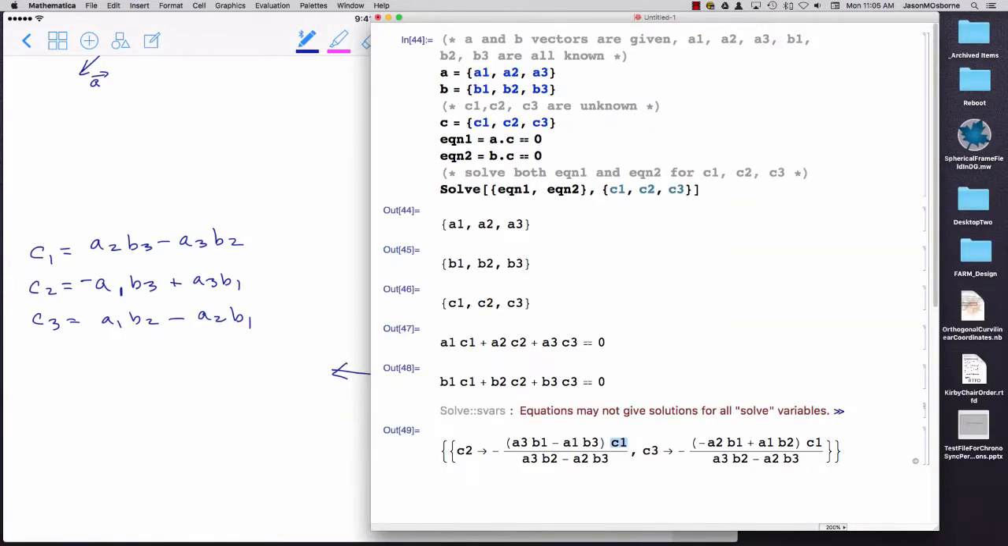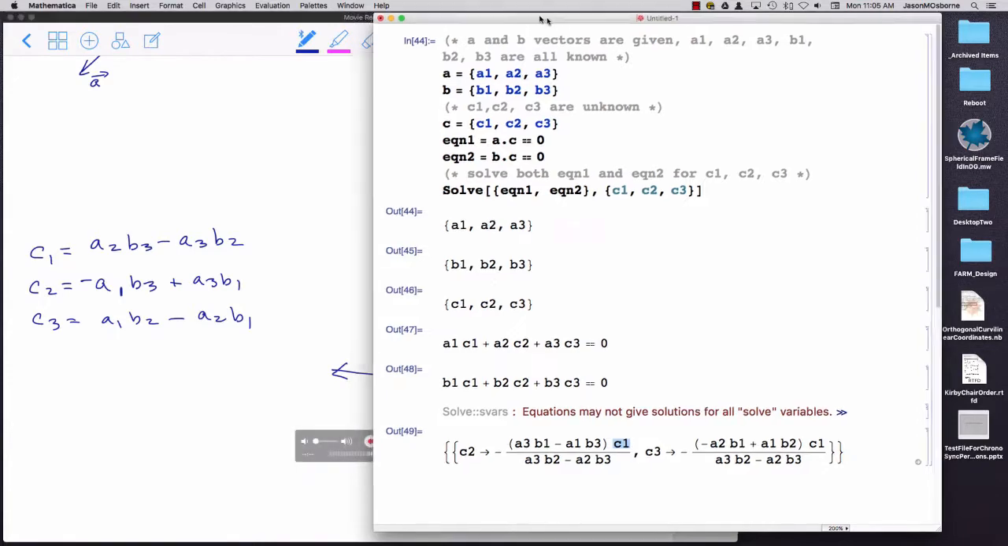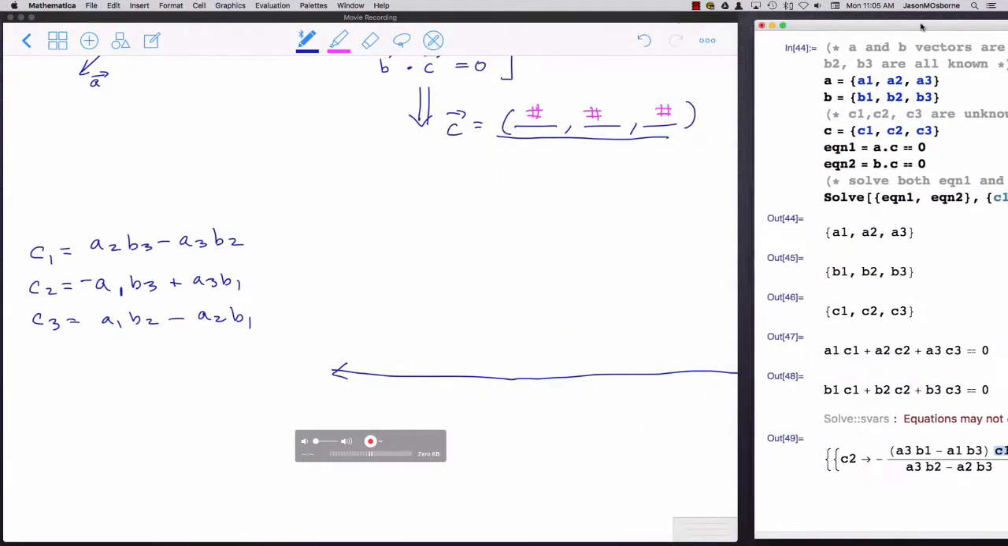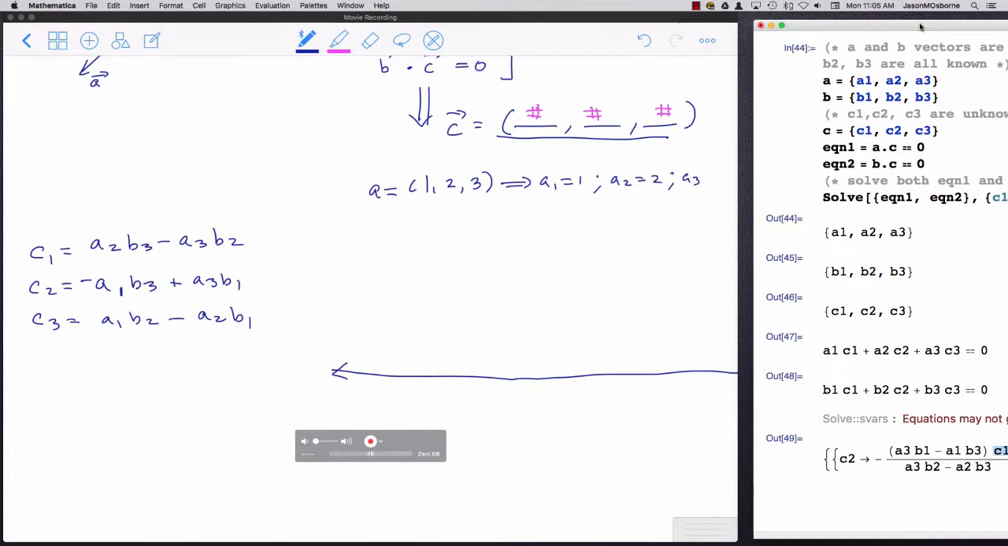Okay, I'm back. These signs for C1, C2, and C3 do work. So let me show an example of how this is working. For example, if A is the vector 1, 2, 3, so we know that A1 is 1, A2 is 2, and A3 is 3. And let B equal 1, 0, 1. Then B1 is 1, B2 is 0, and B3 is 1.